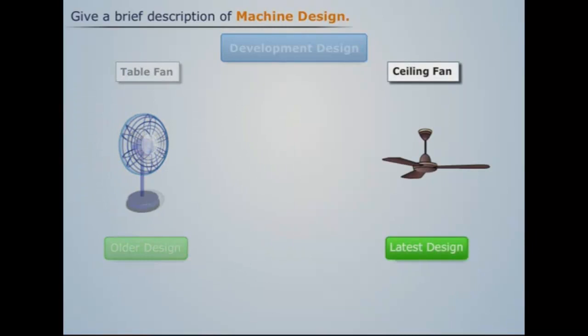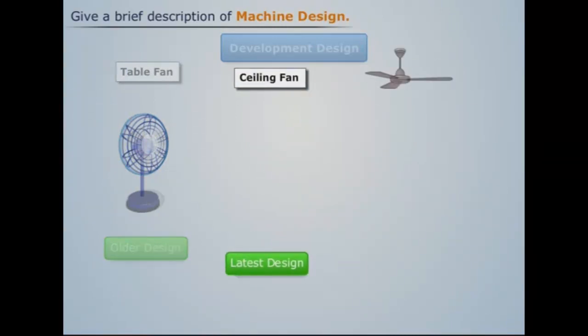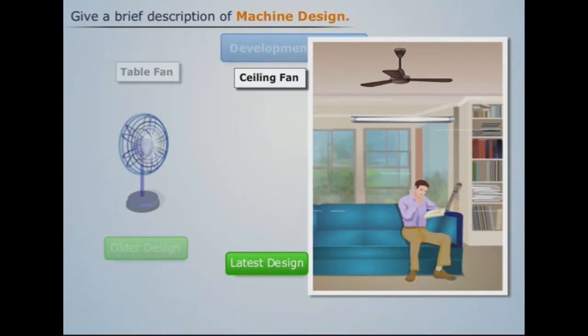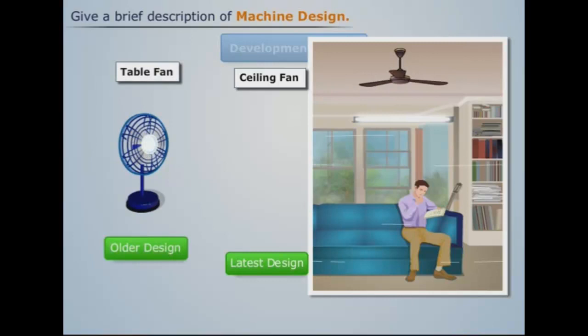On the other hand, a ceiling fan can be placed on the ceiling and one can get air from it wherever one is, anywhere inside the room. It covers more area. To design a ceiling fan, the designer has used the same basic working principle as the previous version. Okay, this is nothing but development design, a somewhat developed version of the previous model.